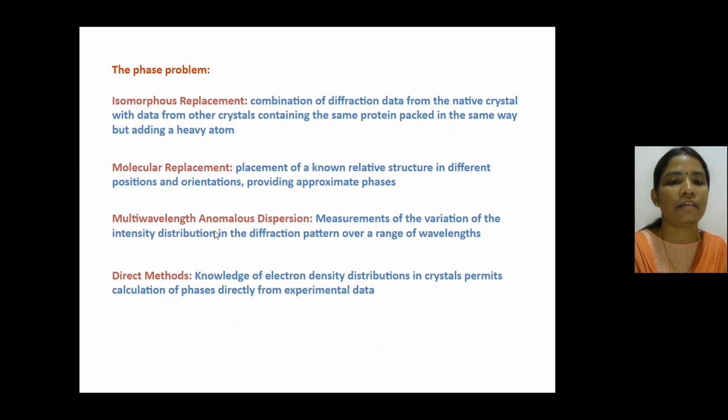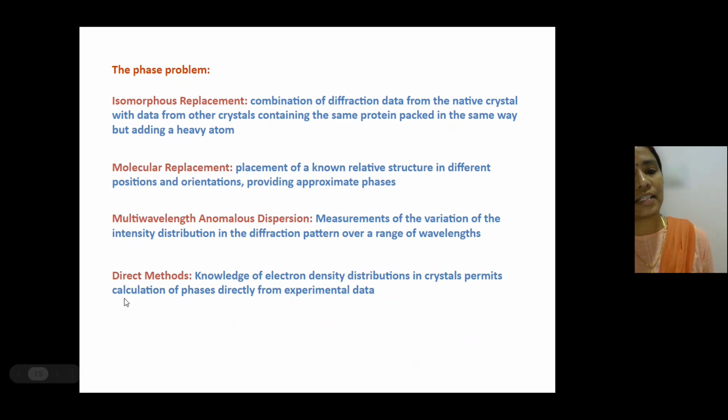The next is multi-wavelength anomalous dispersion. At different wavelengths, there is a different variation of intensity distribution in the diffraction pattern over a range of wavelengths. You can make small variations in the wavelength of the rays, and you can determine the phases. The next is the direct method.